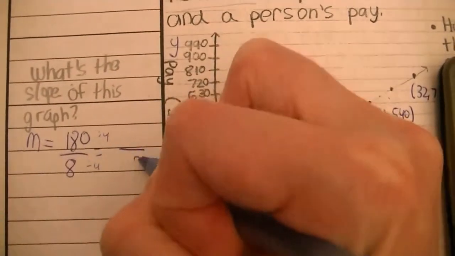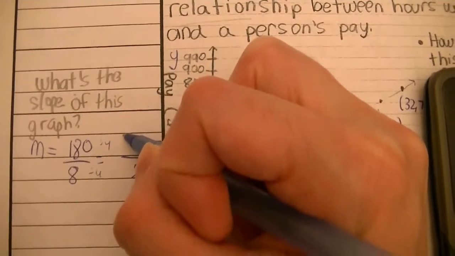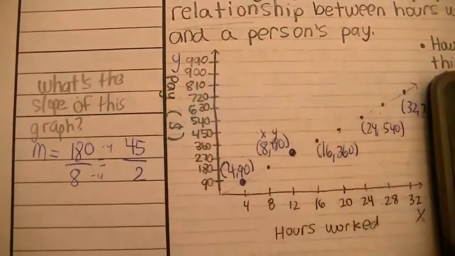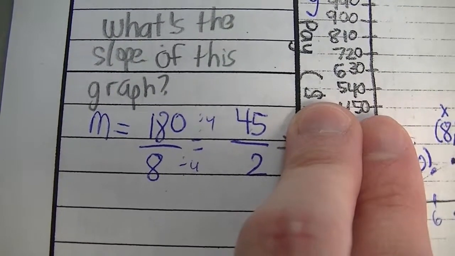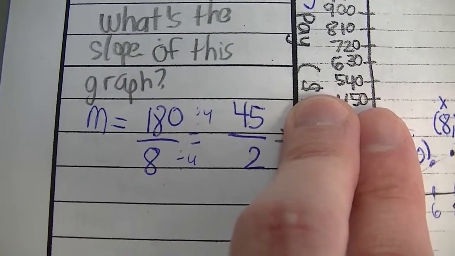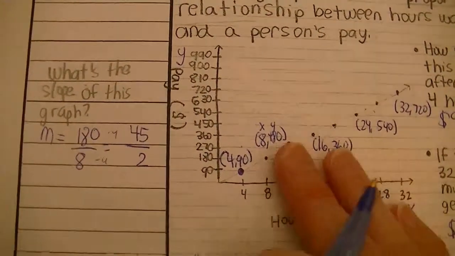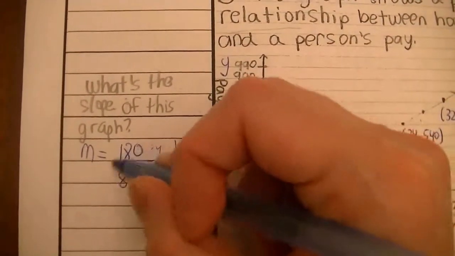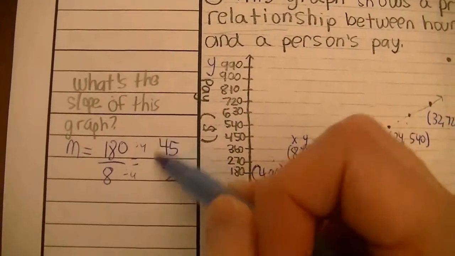8 divided by 4 is 2. 180 divided by 4 is 45. And I don't think that simplifies any further. And 45 halves does not simplify any further to where you'd have an integer in the numerator and the denominator. So my slope is 45 halves. Or you could have said 180 eighths. Same thing, because it simplifies down to the same.